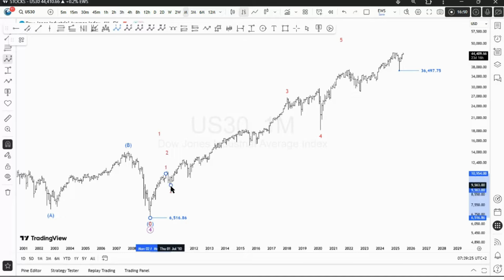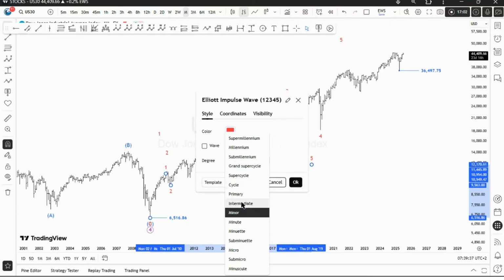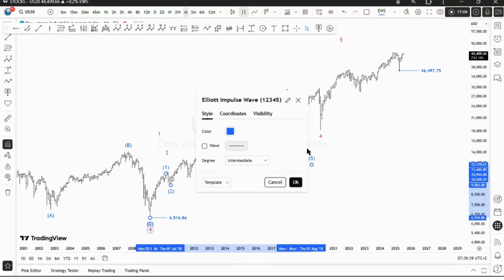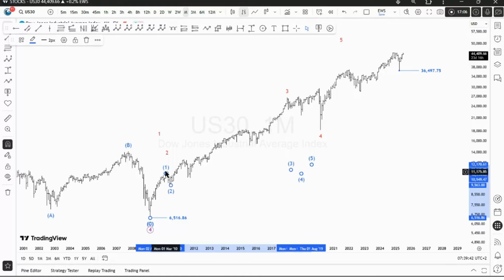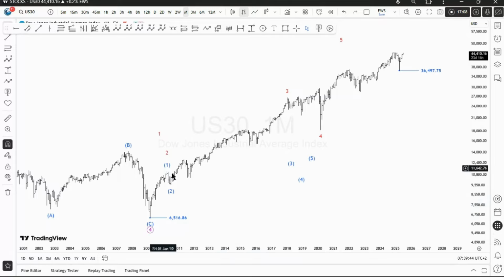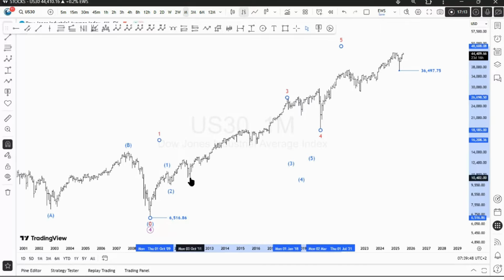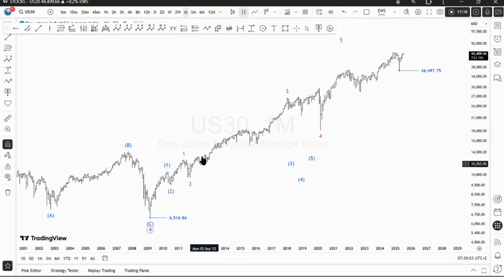1, 2, and now which degree is currently unfolding after this one, because we're in wave 5 now of this degree. So I would say we are in intermediate degree. So let's change the color to blue. Let's place it right there, the right way. 1, 2, and then we have 1, 2. So I would say this is where this guy fits right here. 1, 2, 1, 2.